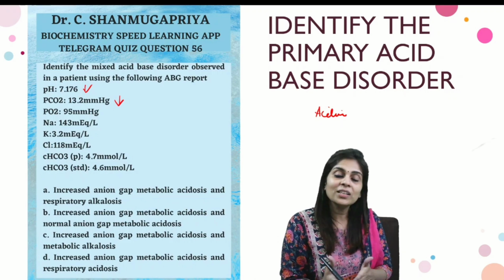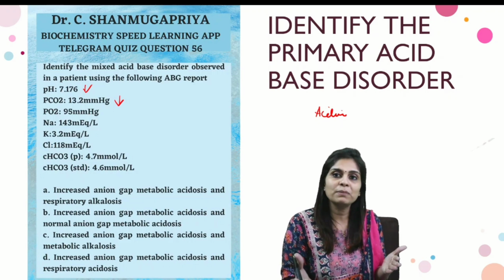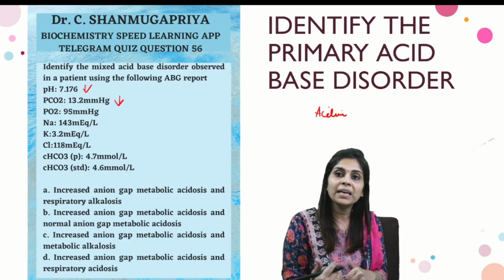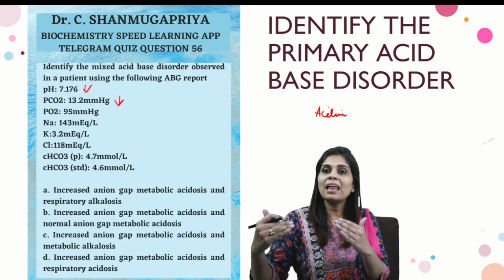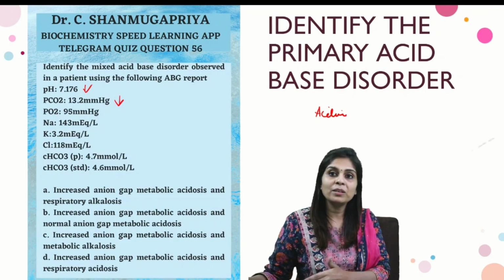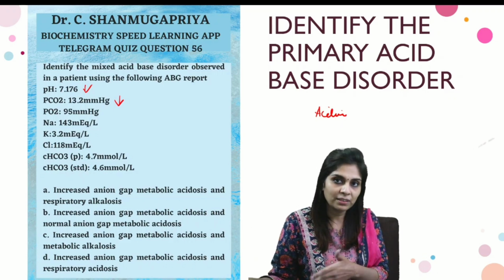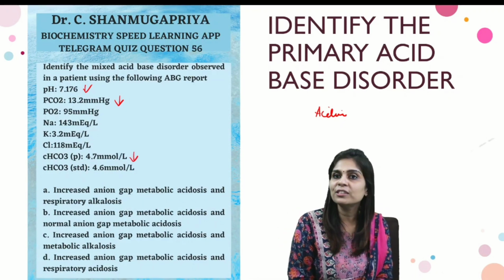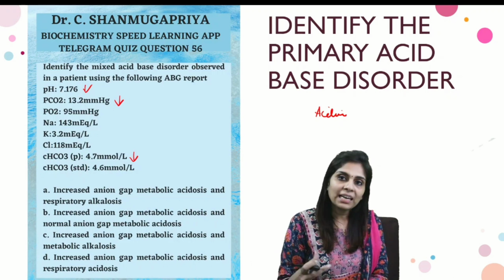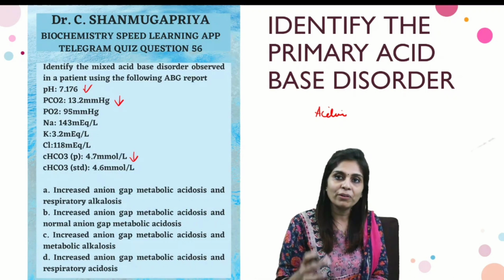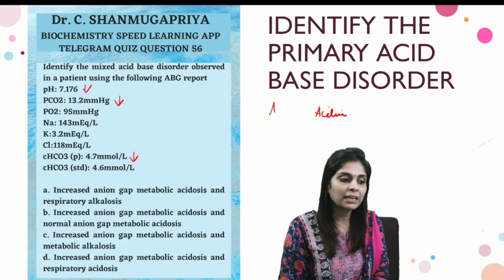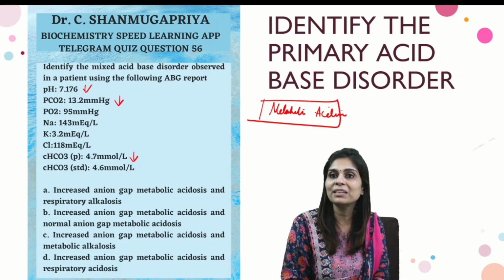So now that I know that the respiratory defect is not the cause of the primary acid-base disorder, I'm going to look at bicarbonate. I know that the normal actual bicarbonate value is anywhere between 21 and 27 millimoles per liter. In this case, the actual bicarbonate value is 4.7, which is low, which means low concentration of buffer in this person is responsible for acidosis. So it is a case of metabolic acidosis. I am done with the first step, identifying the primary acid-base disorder.